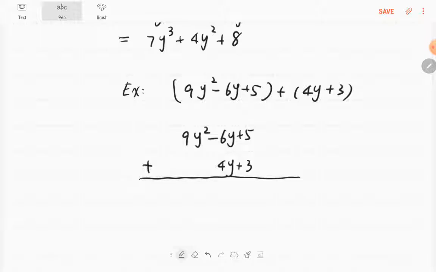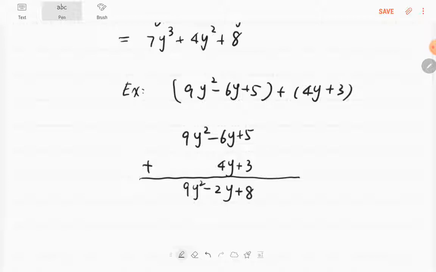Then you could do it vertically. So plus 5 plus 3, you will get plus 8, right? And here, negative 6 plus 4, you will get negative y. And the remaining part, you should copy down. So it's just like 9y squared plus 0, so you just copy down this 9y squared.